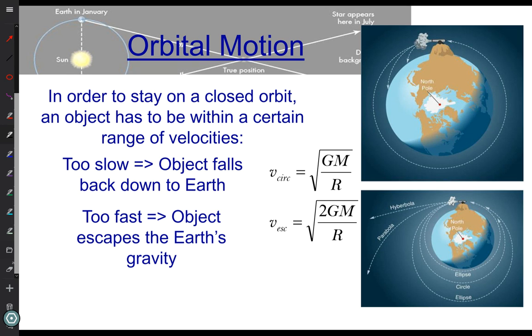But look at the equation. You're dividing by R. So if I divide by 1 compared to dividing by 100, which number is bigger, 1 over 1 or 1 over 100? 1 over 1. 1 over 1 is bigger than 1 over 100. Thank you, Tiana. So that means if the radius is bigger, it's going to have to go slower to do a circle.